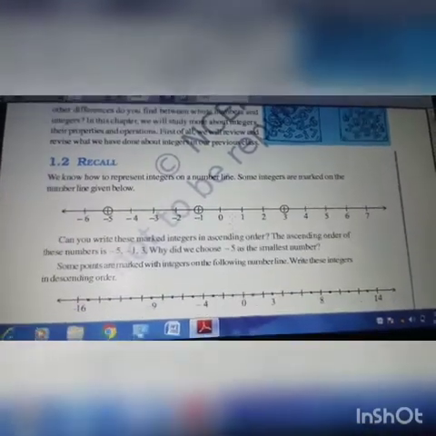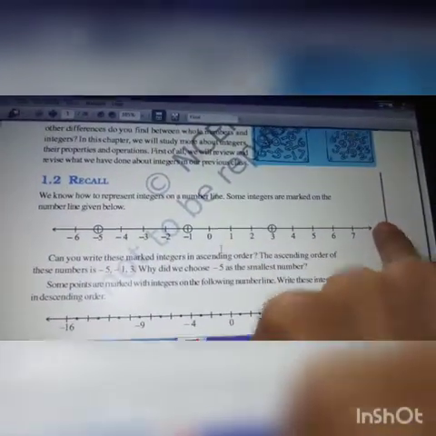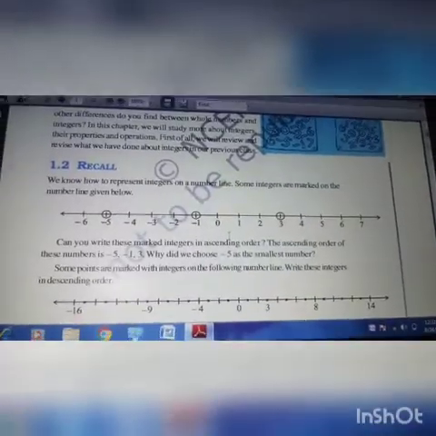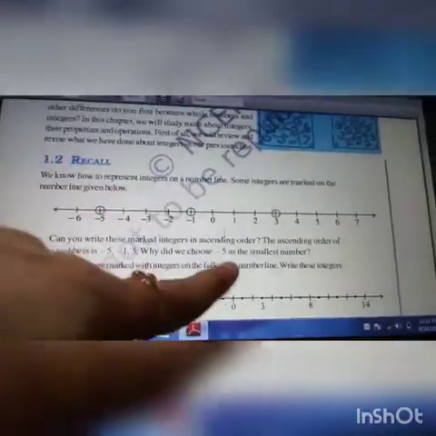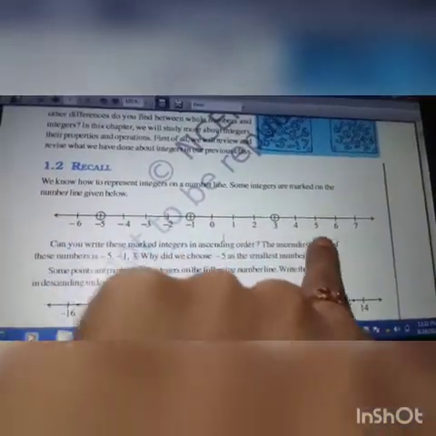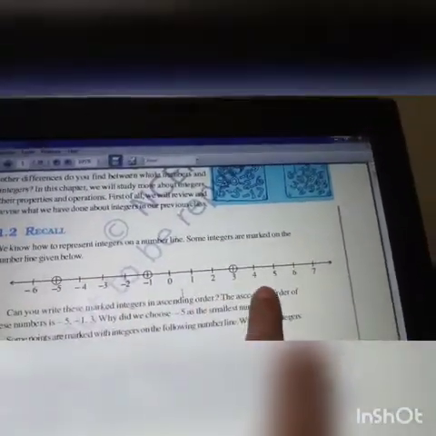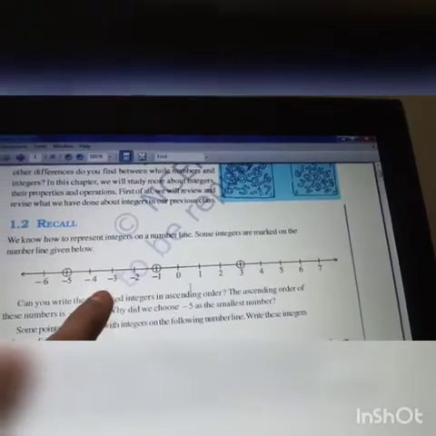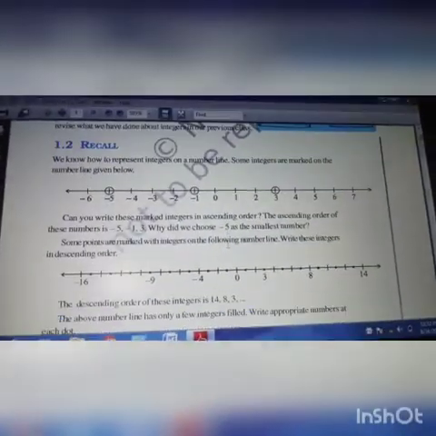Next, we are going to represent the integers on a number line. So actually there is a number line, children. It will have both a positive side as well as a negative side. Right? Positive side is on the right side, negative side is on your left side. Always we write a positive number on the right side, negative number on the left side.